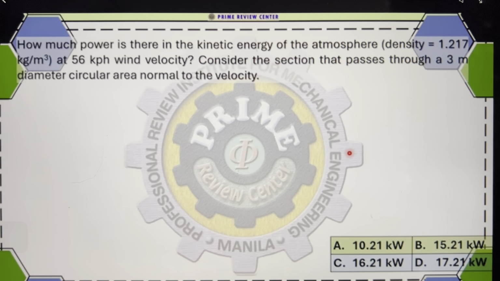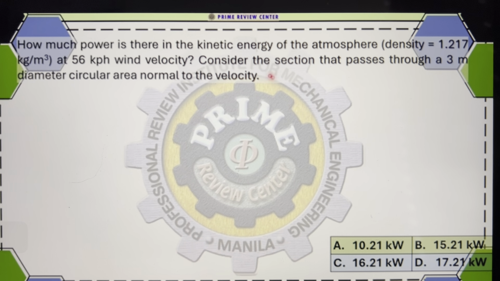Basahin ko lang. How much power is there in the kinetic energy of the atmosphere? So, density is 1.217 kilogram per cubic meter, 56 kilometers per hour with velocity. So, consider the section that passes through a 3-meter diameter circular area normal to the velocity.